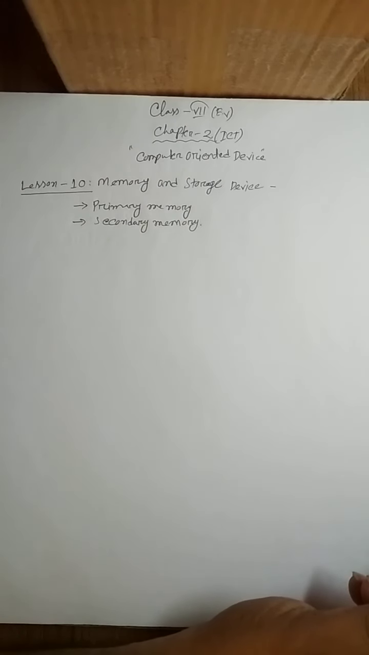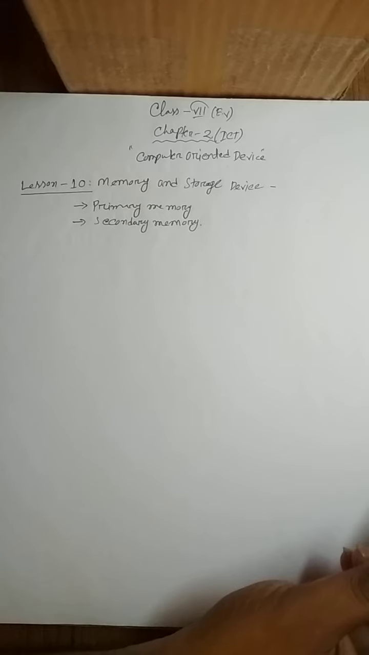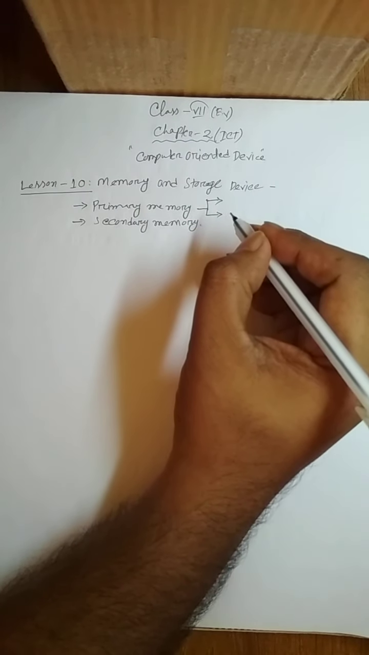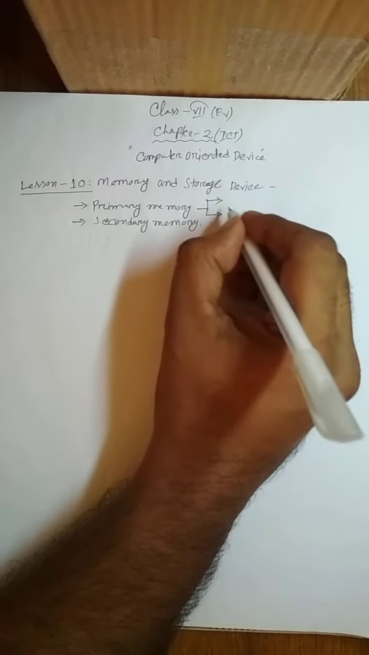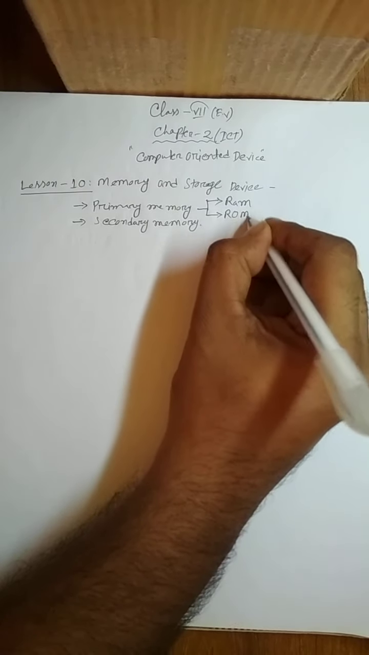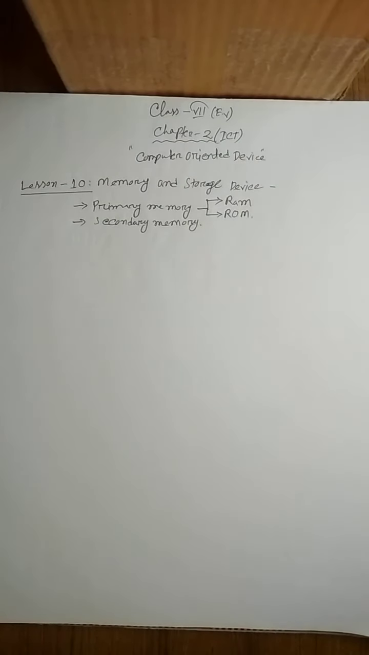When the CPU processes the data, the necessary information of the software is stored in the primary memory. Primary memory, being very fast, can work quickly, keeping pace with the CPU. Primary memory is of two kinds. One, RAM, that means random access memory, and two, ROM, read only memory.